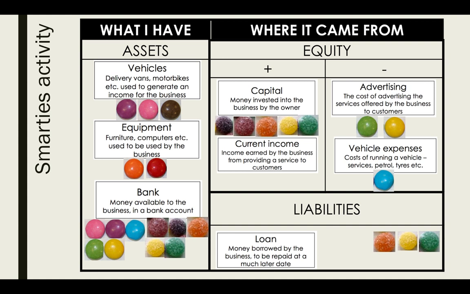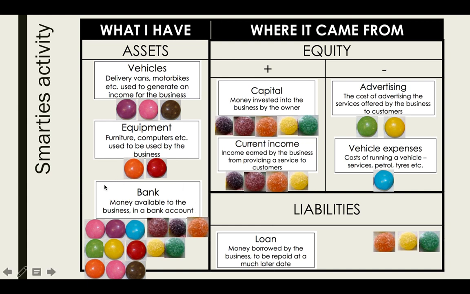This is nice and easy. We can just add to both sides. We're going to get another 4 Smarties in bank because bank is getting bigger and our current income is increasing equity, and therefore we can use the Jelly Tots to show this. Lastly, number 7, paid 2 Smarties in part repayment of the loan.